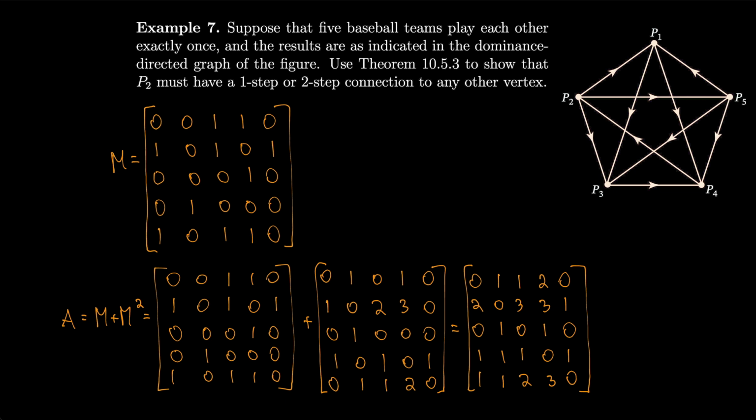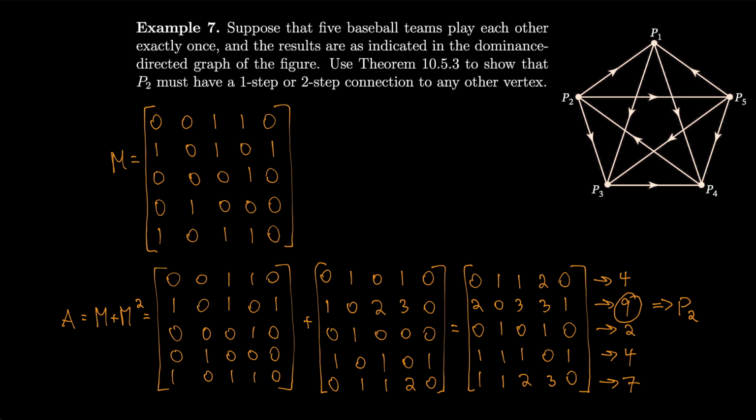So for the top row, we get 4. For the second row, we get 9, just adding up the entries. Then we get 2, then 4, and then 7. So 9 is the highest number, so that means that P2 must have a one-step or two-step connection to any other vertex.